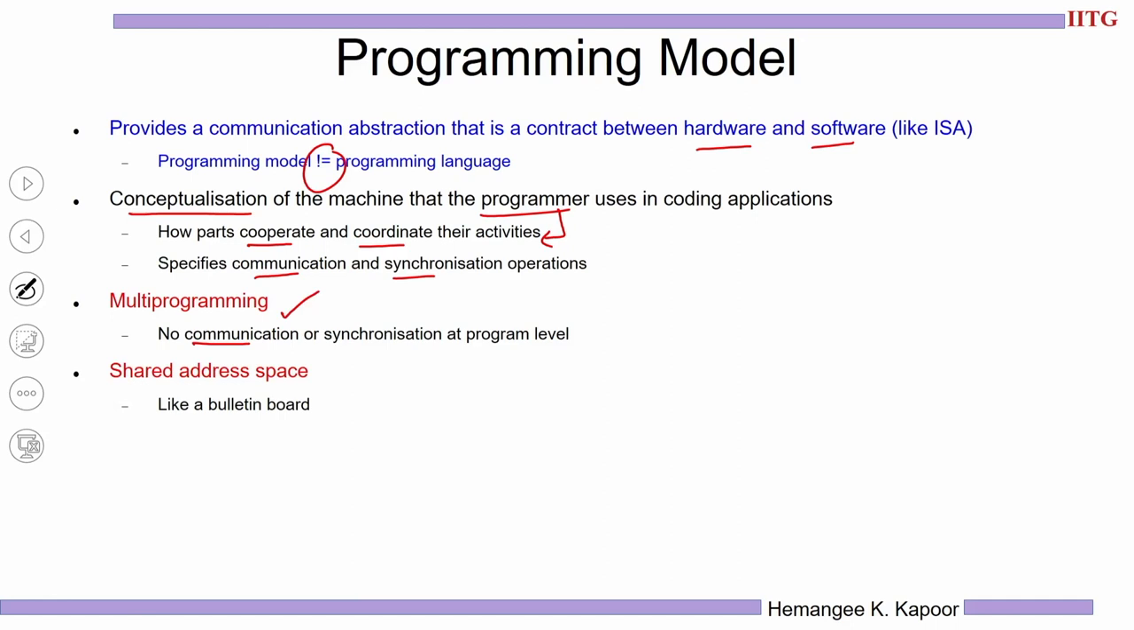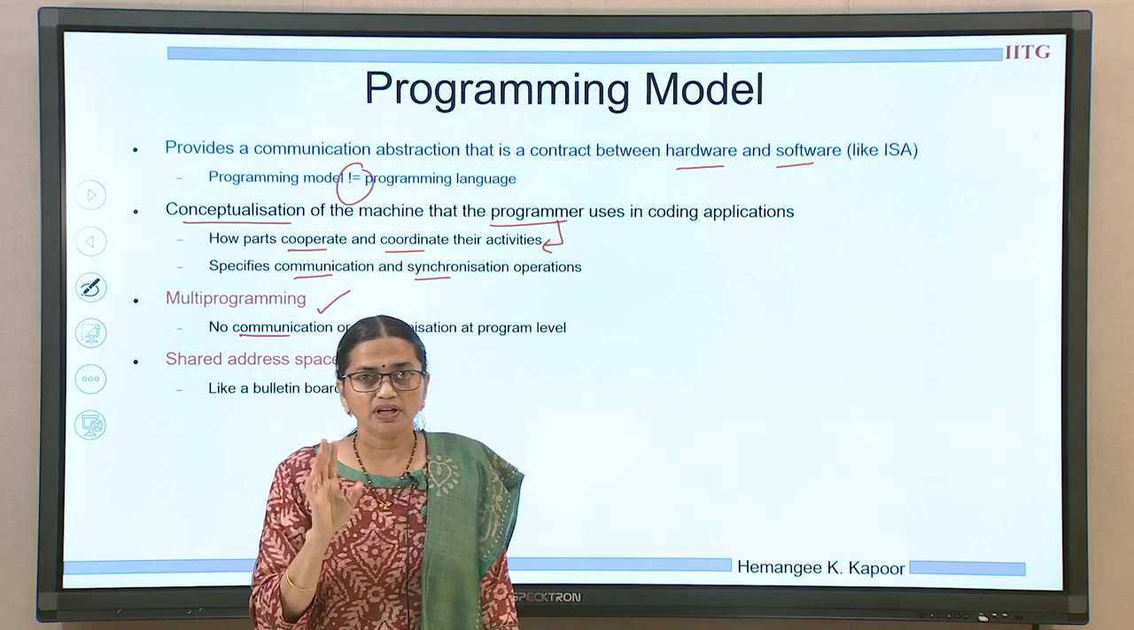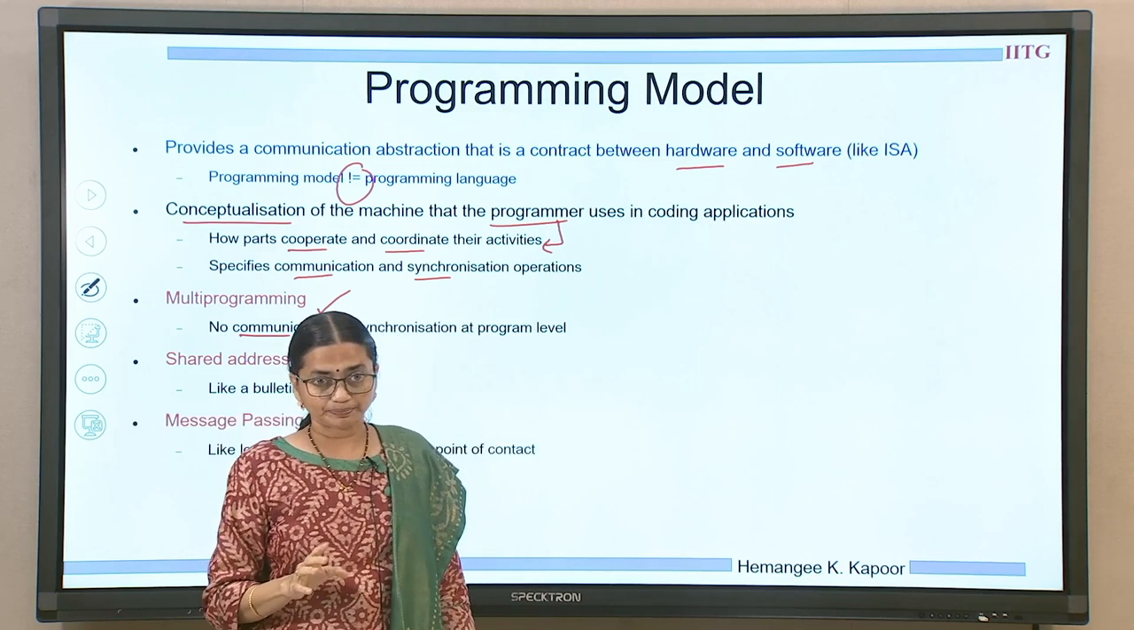The second one was shared address space. Shared address space was joined at the memory. So this is like a bulletin board. You want to communicate amongst your peers. So how will you communicate? One way is that you put a notice on a notice board. You go and write on the notice board and your friend goes and reads it. So this is how you have communicated with each other, by writing and reading to a common location. So that is shared address space.